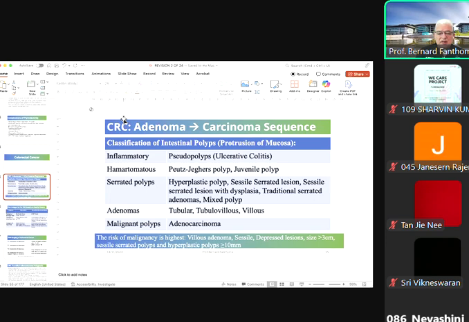The risk of malignancy is highest in the villous adenoma. So tubular, tubulovillous, villous. These are frond-like tumors. When they have that kind of appearance, they are most likely to be malignant. And if it does not have a stalk, if it is going into the wall of the intestine, and if they are of large size, then they are more likely to turn malignant.